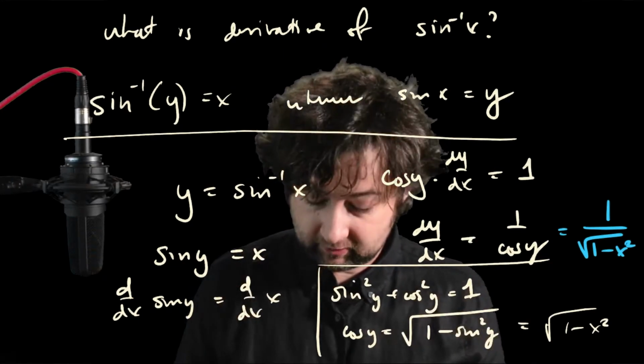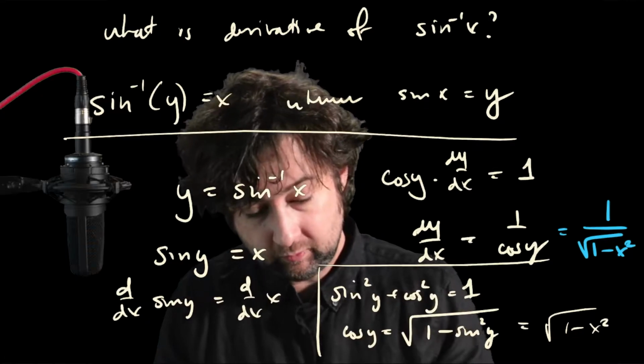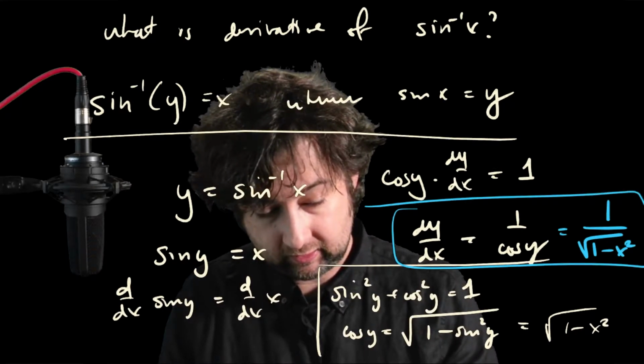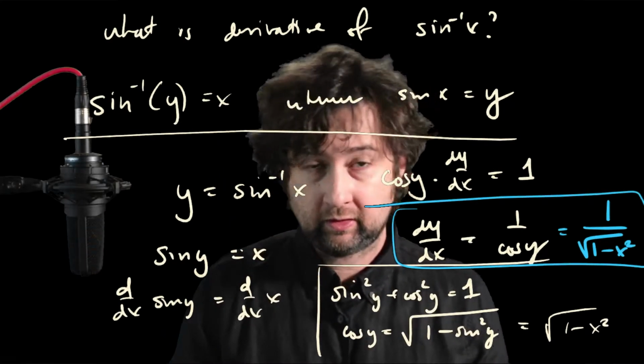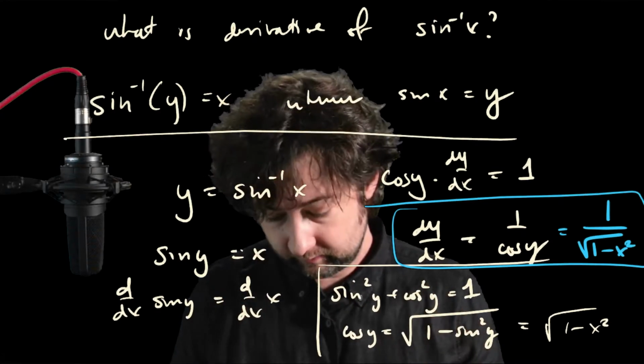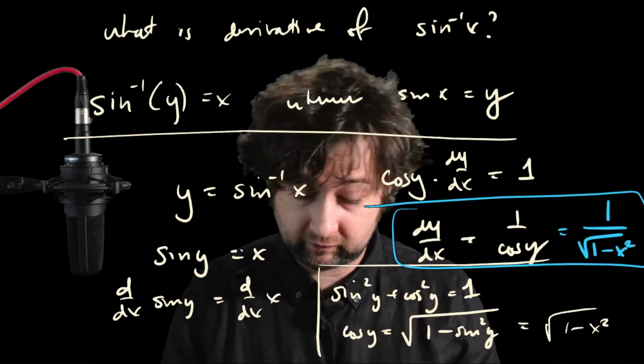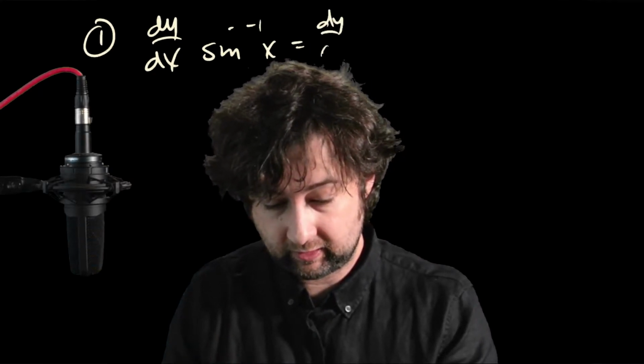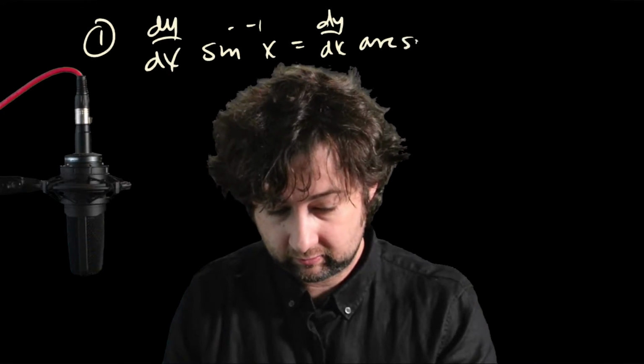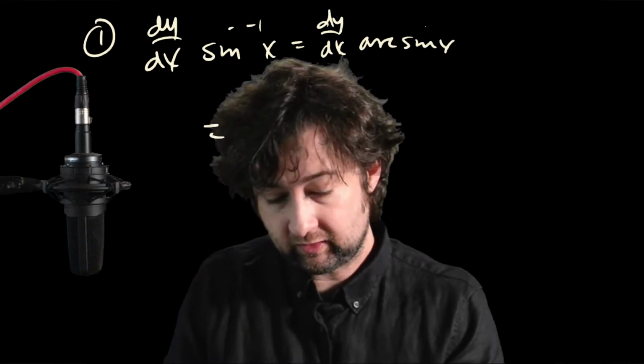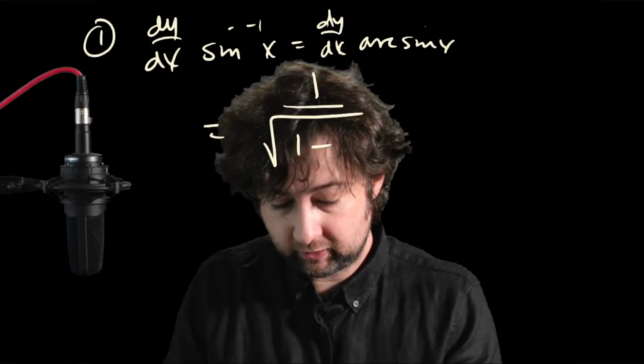So the upshot of this computation is that dy/dx is equal to 1 over the square root of 1 minus x squared. And that's our first rule of derivatives for inverse trig functions. So rule 1 is d/dx of the inverse sine of x, which remember can also be written as d/dx of the arcsine of x, is equal to 1 over the square root of 1 minus x squared.